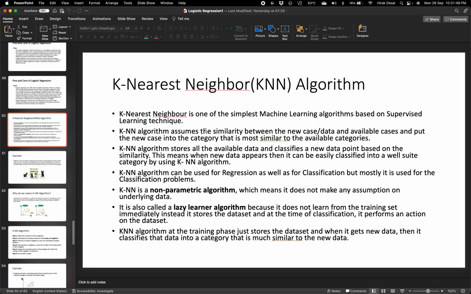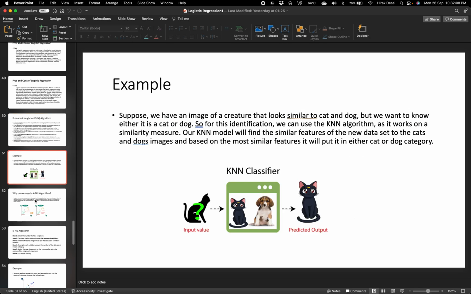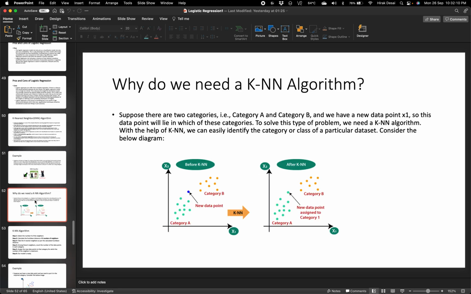K nearest neighbor is basically a non-parametric, lazy learner algorithm. It does not learn. It assumes the similarity between the new case data and available cases, and puts the new case into the category that is most similar to the available data, and that is how it trains itself. For example, if it looks similar, put it in that category.